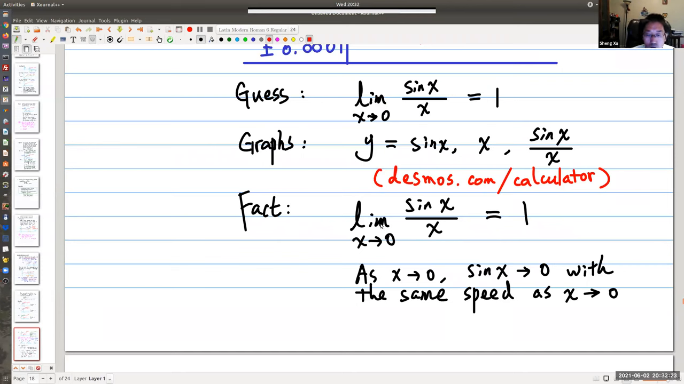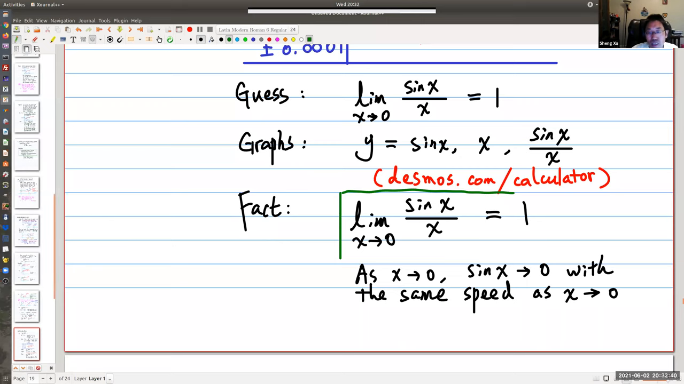This is the fact, I want you to memorize it. This is true, okay? As x approaches zero, sine x approaches zero with the same speed as x approaches zero. That's why this ratio is equal to one. This is a very important limit, and in the next class, I'm going to prove it.